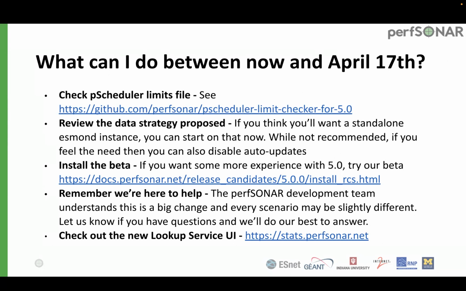Then review the data strategy and what we're planning to do. If you're good with the toolkit data just sitting on disk and pressing the reset button on some of those graphs, then you can just sit back and let auto updates happen and you're good. If you're not, then you can either disable auto updates, or if you want to start getting ready to migrate your Esmond data, you can do that, or even just mentally prepare. Yeah, there's that. If you want to get a little more hands-on with 5.0, our beta is still out there.